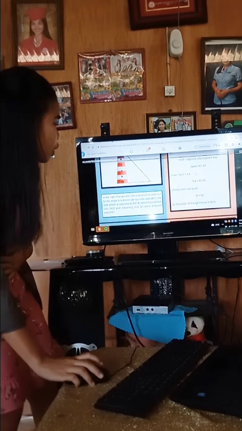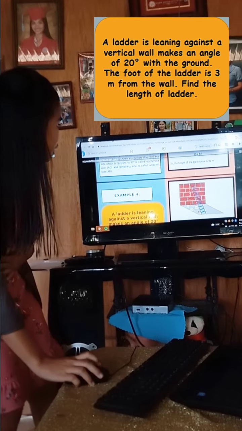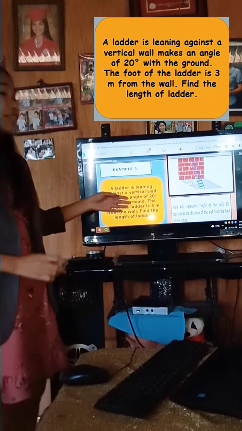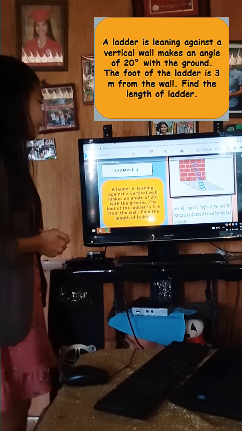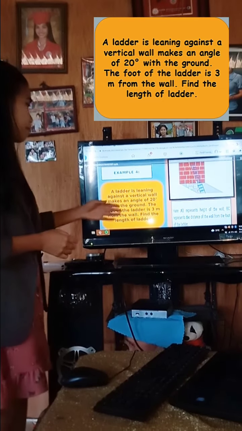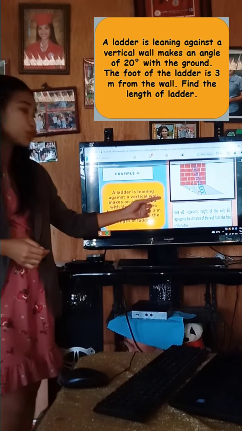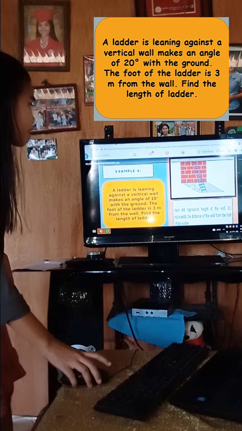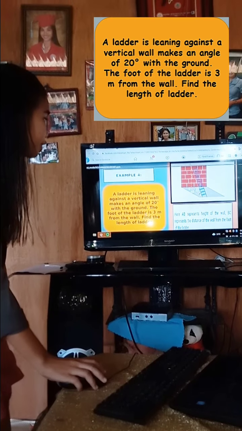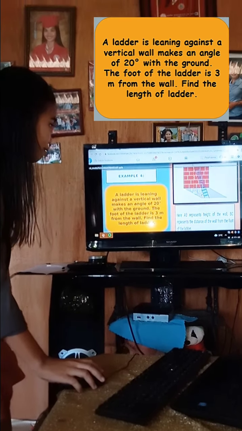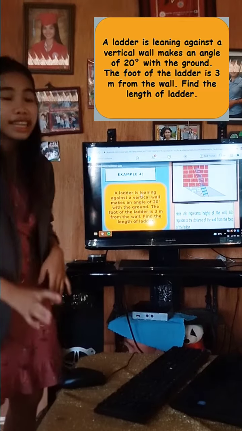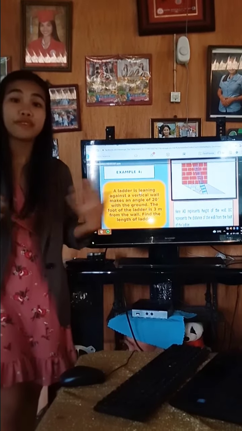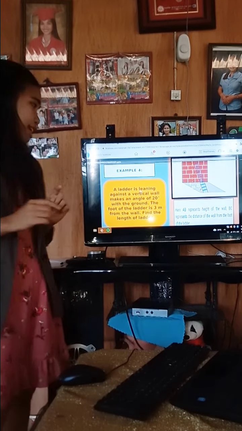Now let's proceed to our fourth example. A ladder is leaning against a vertical wall and makes an angle of 20 degrees with the ground. The foot of the ladder is 3 meters from the wall. Find the length of the ladder. So we are asked to find the length of the ladder.